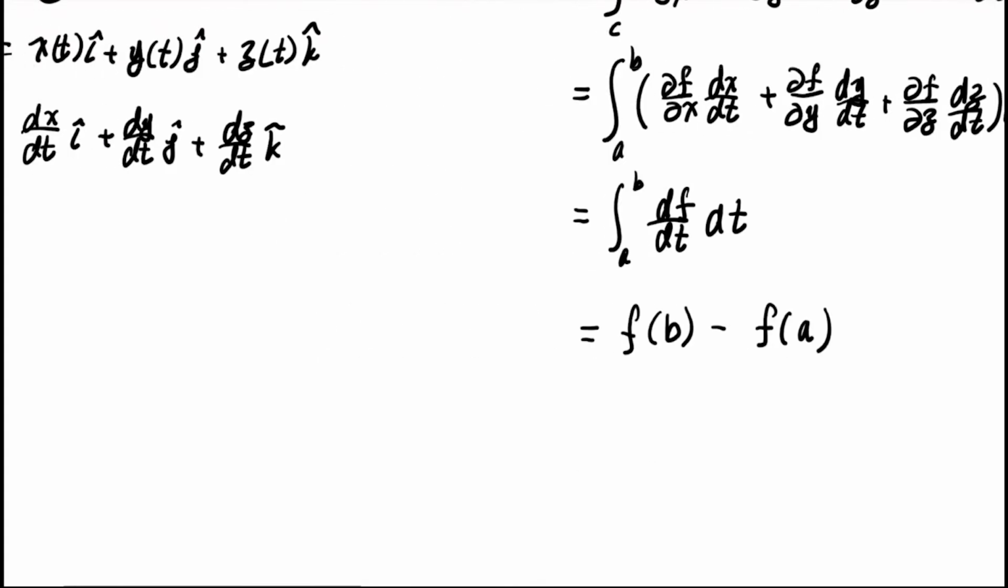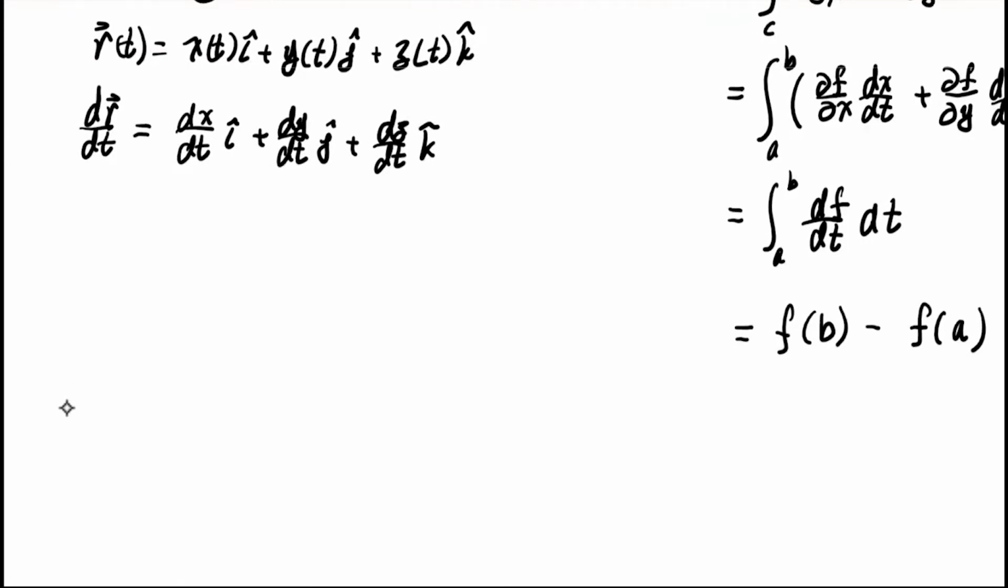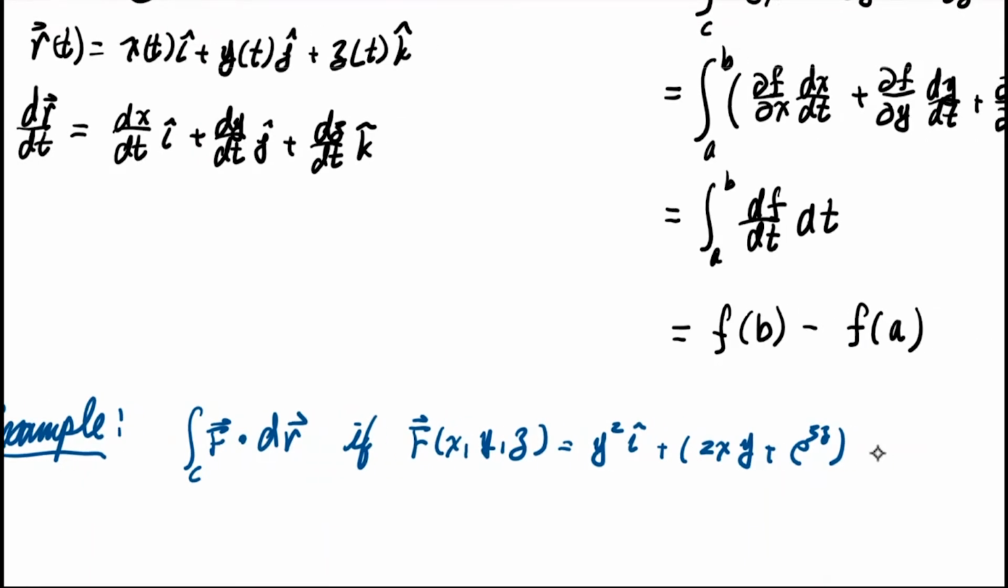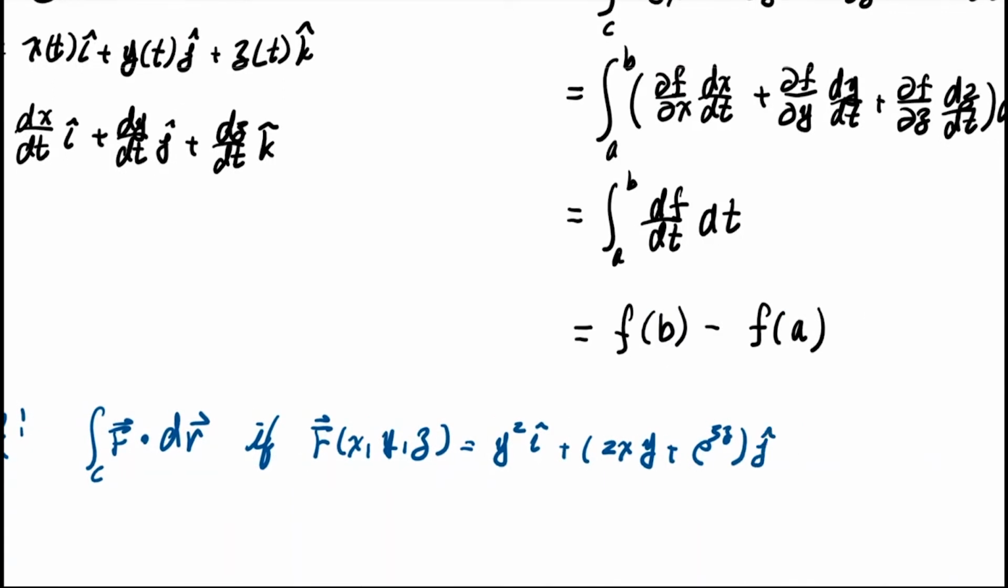Okay, shall we take an example? Yeah, that was heavy. Let's take an example. We need to evaluate the integral of F dot dr, and my F looks like this. Let's say y squared i vector plus (2xy plus e to the 3z) j vector plus 3y e to the 3z k vector.